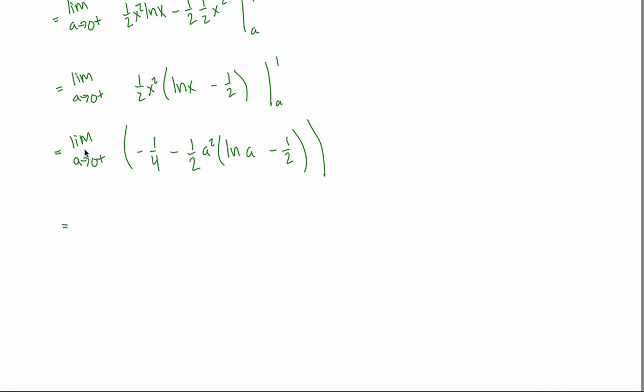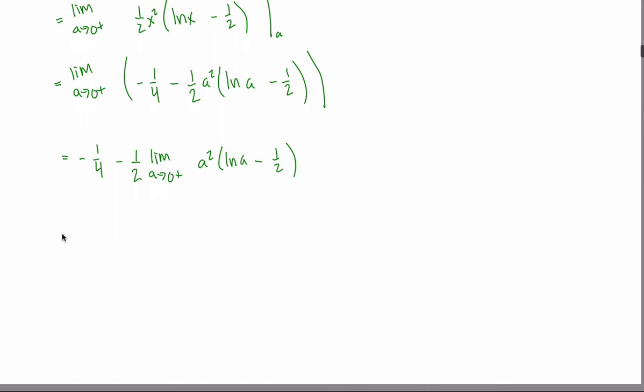So what I can do is think about this limit as the limit as a approaches 0 from the positive side of negative 1/4 minus the limit as a approaches 0 from the positive side of the rest of this stuff. When I have the limit of multiple terms, I can figure out the limit of each term individually. So I got negative 1/4 minus, and I can also pull this 1/2 out in front of the limit, and that's a result of the limit laws that you may or may not have learned in Calc 1. And just evaluate the limit as a approaches 0 from the positive side of a squared natural log of a minus 1/2.